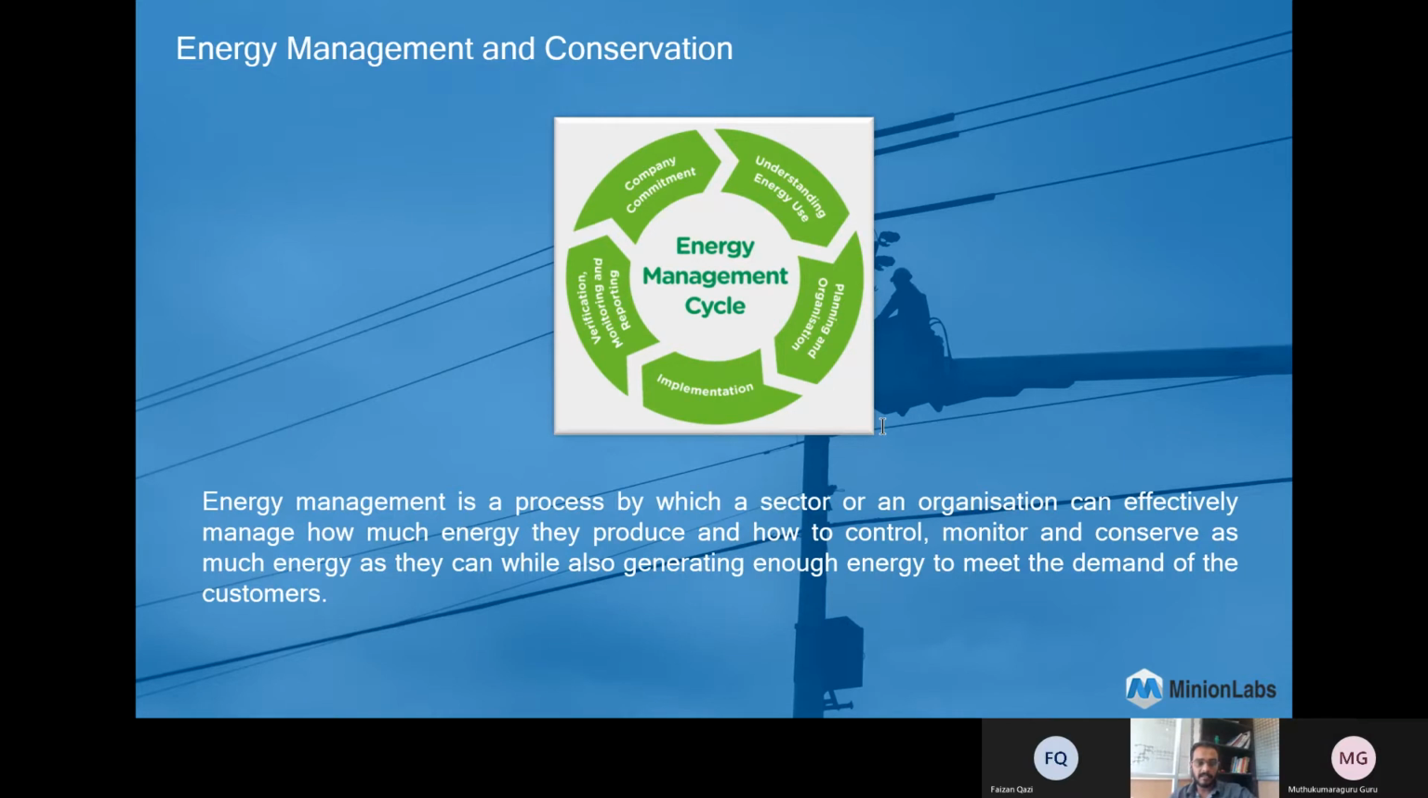power system, an energy management system is more important and very essential nowadays. It is a comprehensive offering of a system that combines both energy and process optimization. Energy management is the process by which a sector or an organization can effectively manage how much energy it produces, how to control, monitor, and conserve as much energy as possible, and how to generate energy according to the demand of the customers.